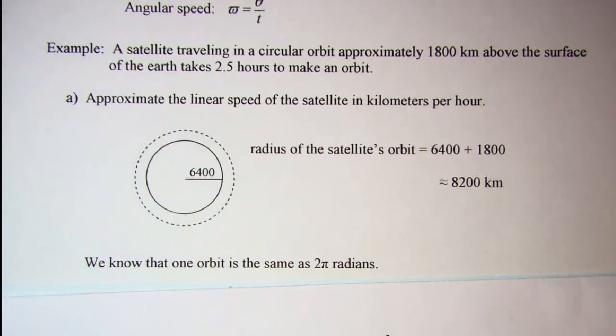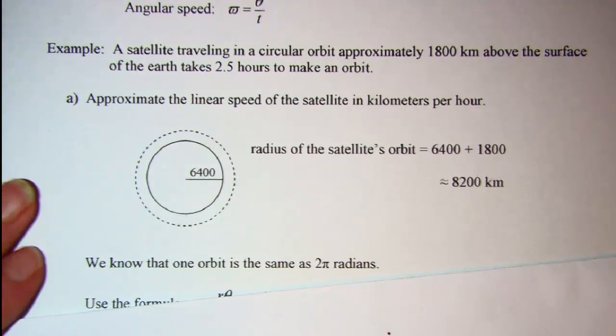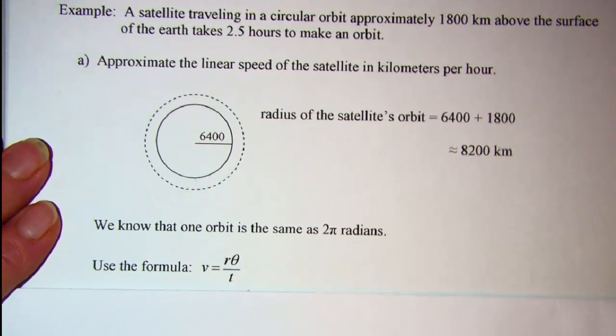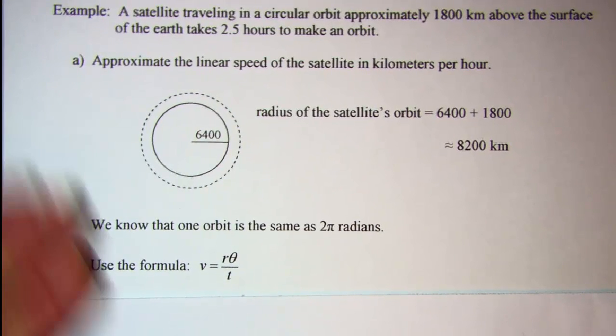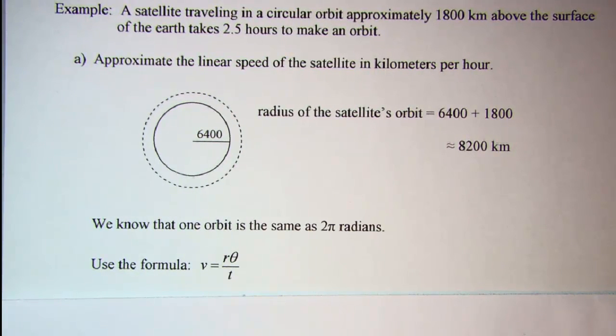We know that one orbit is the same as 2 pi radians. So we can use the formula: linear speed is equal to the radius of the circle multiplied by the measure of the central angle in radians divided by time.